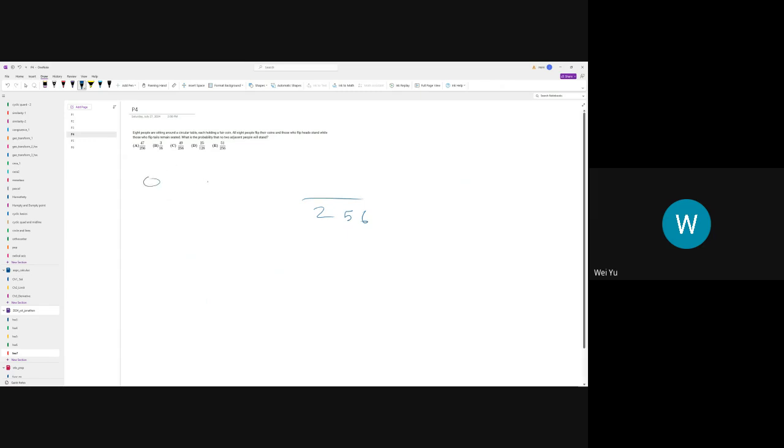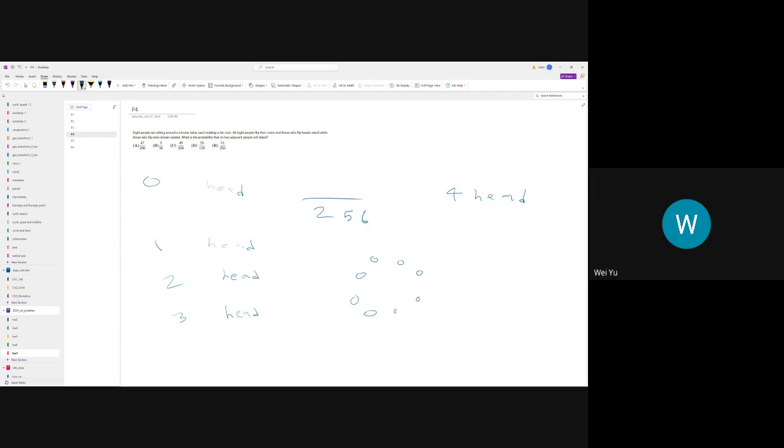0 heads, 1 head, 2 heads, 3 heads is a little more complicated. I'll put 4 heads on the other side. And we're going to count the number of possible ways that no 2 people who flip heads are next to each other in each of these possibilities.